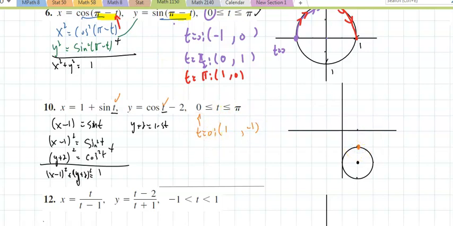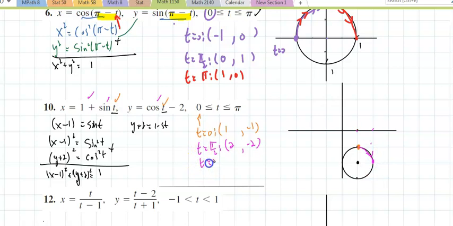At t equals pi over 2, sine of pi over 2 is 1, plus 1, that's a 2. That's a 0 minus 2 is negative 2. 1, 2, negative 1, negative 2. I've just read that much.